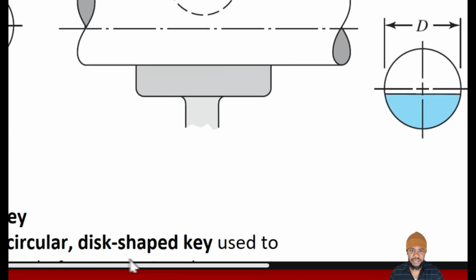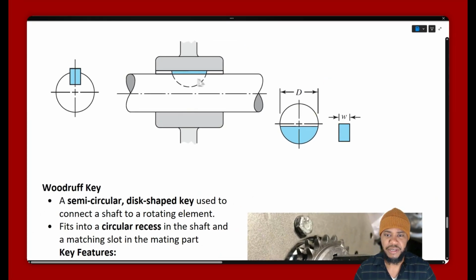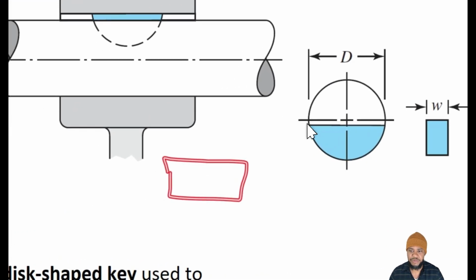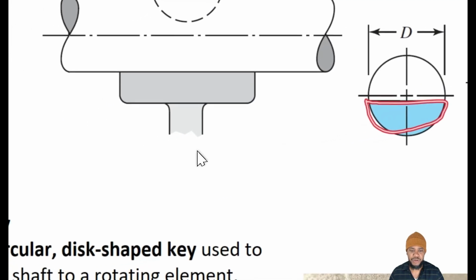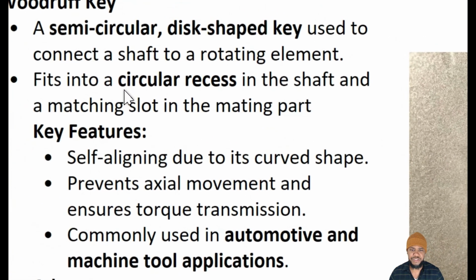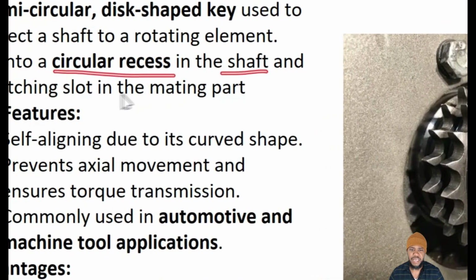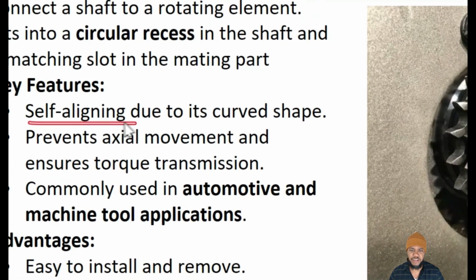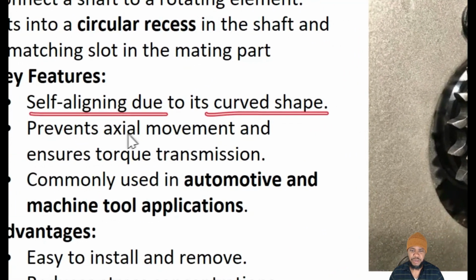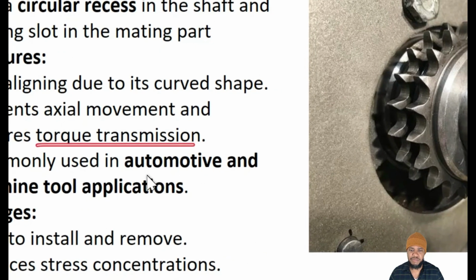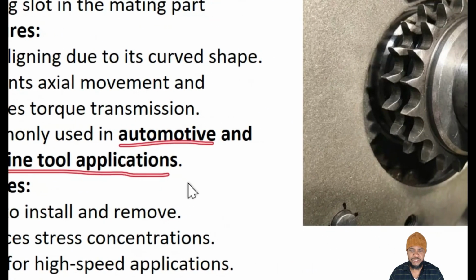Now finally, let's talk about the Woodruff key. This is one of the most useful key designs, where rather than having just a straight up rectangular key, instead we have a semicircular key. What is the benefit of having a semicircular key? Well, the key fits into a circular recess in the shaft and a matching slot in the mating part. The beauty of the keys is that they're self-aligning due to their curved shape. They prevent both axial motion and ensure torque transmission, so they're commonly used in automotive and machine tool applications.